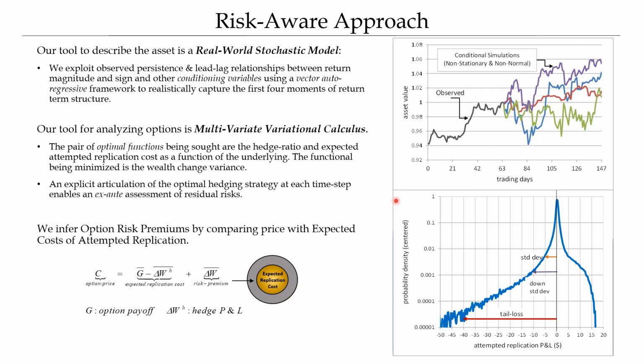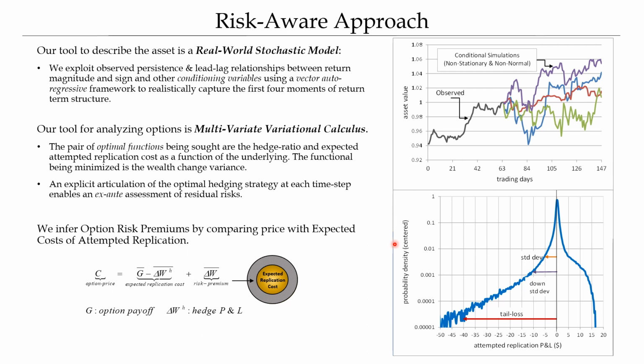Our tool for analyzing options is multivariate variational calculus. The pair of optimal functions being sought are the hedge ratio and expected attempted replication cost as a function of the underlying. The functional being minimized is the wealth change variance. An explicit articulation of the optimal hedging strategy at each time step enables an ex-ante assessment of residual risks.